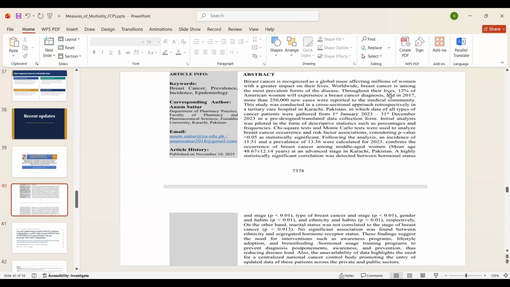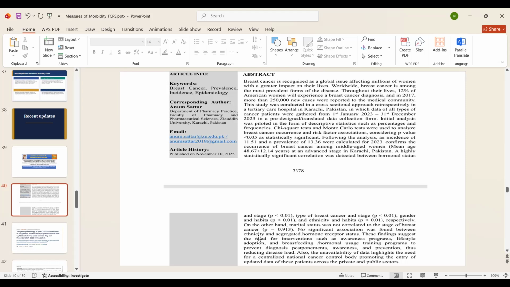Throughout their life, 12% of American women will experience a breast cancer diagnosis, and in 2017, more than 250,000 new cases were reported to the medical community. So this study was conducted in a cross-sectional approach, retrospectively, in a tertiary care hospital in Karachi, Pakistan. The result: no significant association was found between the ethnicity and hormone receptor status.